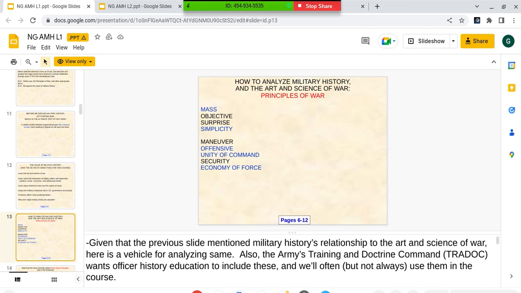These principles of war are themes that you have to analyze when studying military history to determine why certain battles failed or why they were successful. They should all have these themes. Whether they are executed well or executed poorly, we're going to analyze each battle by looking at how they utilize all of these principles of war.